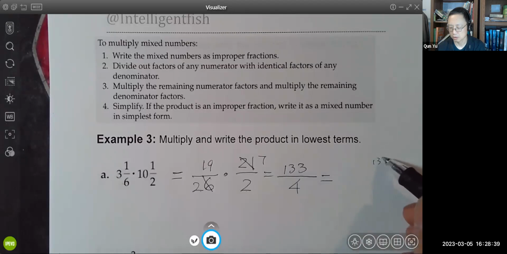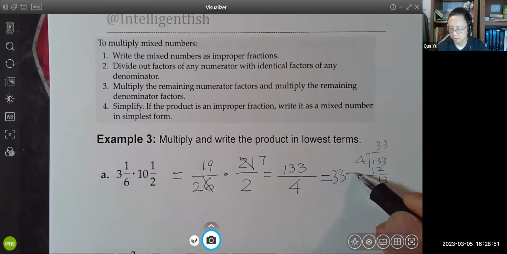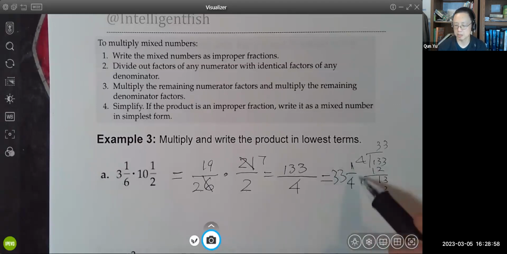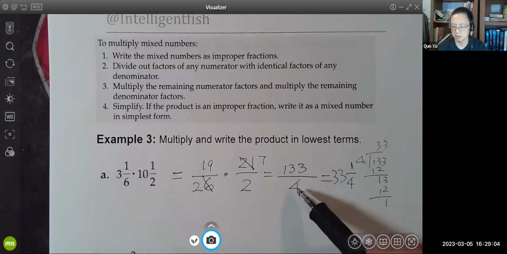So 133 divided by 4, I get a 3 here, that's 12. Another 13, that's a 3. 12, remainder is 1. So the quotient is 33, remainder is 1, and we divide by 4. So we got 33 and 1/4. With a mixed number, it's much easier for people to get a feeling how big this number is, right? Just 1/4 more than 33. It's much easier than looking at this.